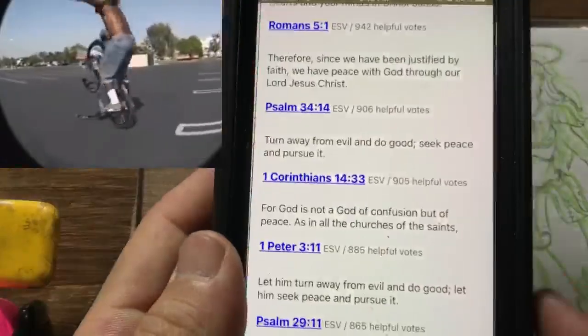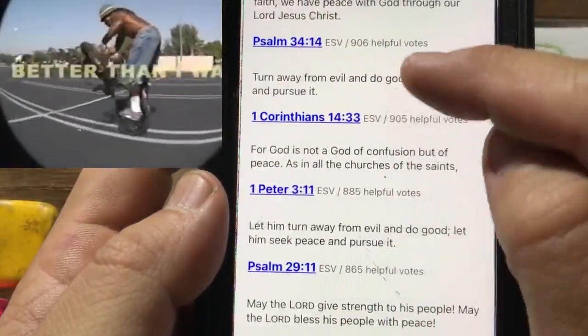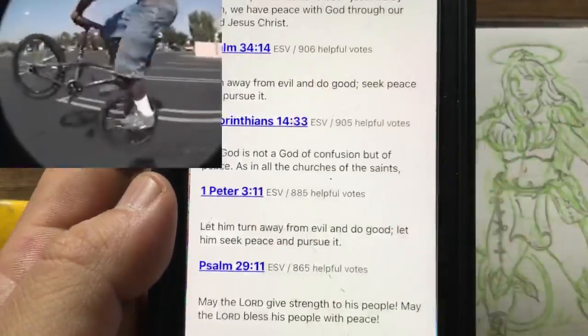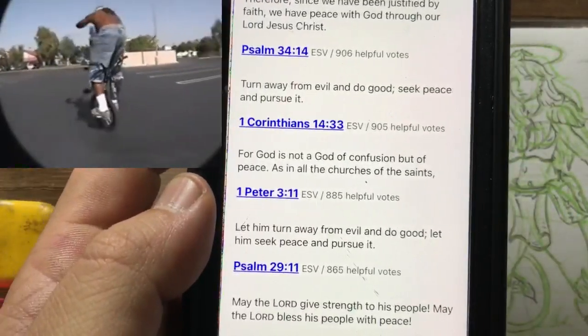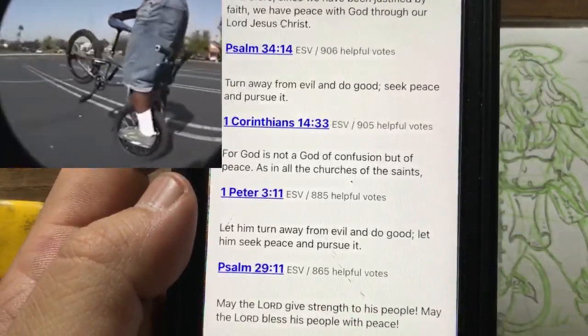Wow, this is actually mentioned 2 times. Crazy. Interesting. 1 Peter 3:11 quoted Psalms 34:11. Turn away from evil, do good, seek peace, and pursue it.